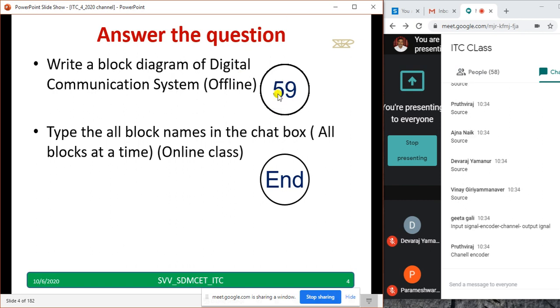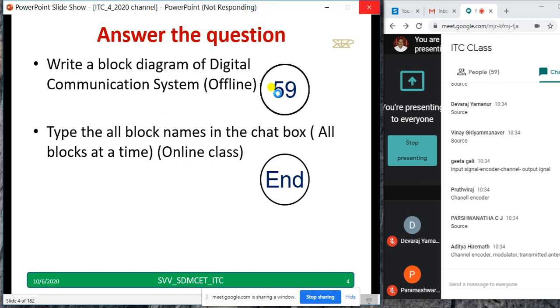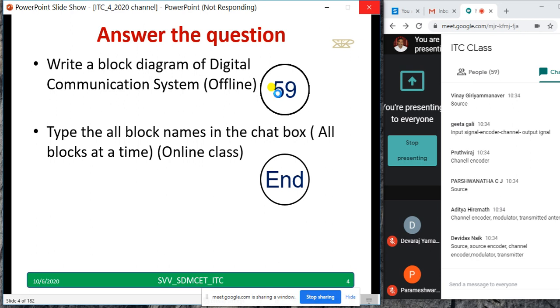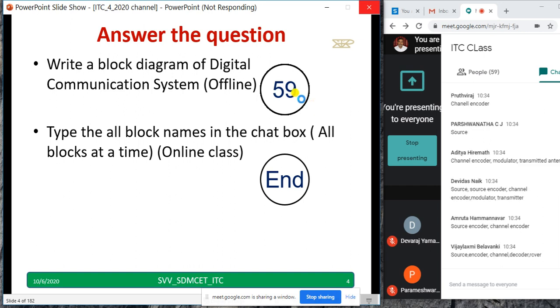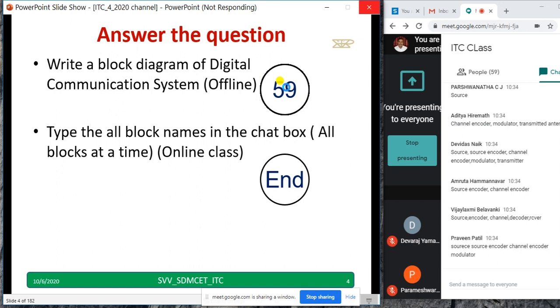Take another 1 minute. Input, signal encoder, channel output signal. Somebody has typed Geeta, no, not correct completely. Channel encoder, modulator, transmitter, antenna, Aditya, one side he has typed. Devidas, source encoder, channel encoder, modulator, transmitter, one side it is correct, Devidas. And I want complete all the blocks. I think PPT is not responding, but anyway, you can type it.